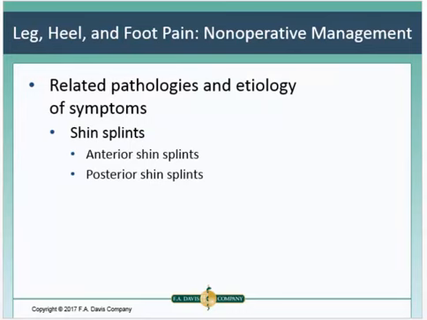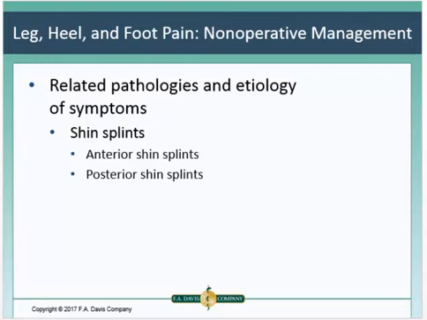All right, another cause of leg pain can be from shin splints. And this term is used to describe a leg pain that is induced by activity. It can be in the posterior medial or anterior lateral aspect of the tibia, and it's usually on the distal or proximal 2/3. Anterior shin splints are overuse of the anterior tibialis muscle.